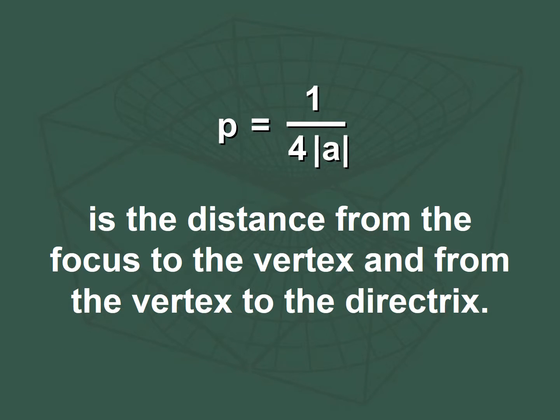Right. So let's talk about this mysterious p number that I talked about. The p is the distance from the focus to the vertex and from the vertex to the directrix. And it's calculated by this. You want to take 1/4 of the a value. You want to actually take 1/4 of the distance of the a value. So you want to do 1/4 of the absolute value of a.